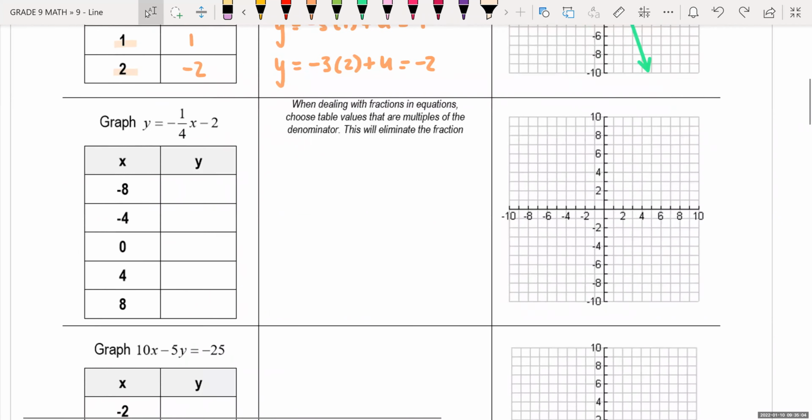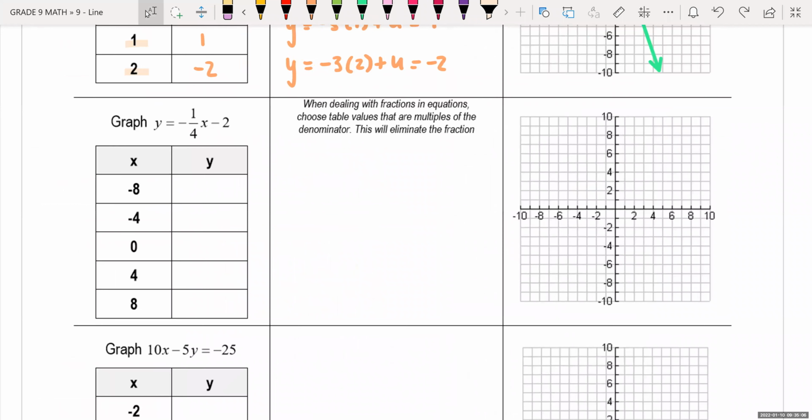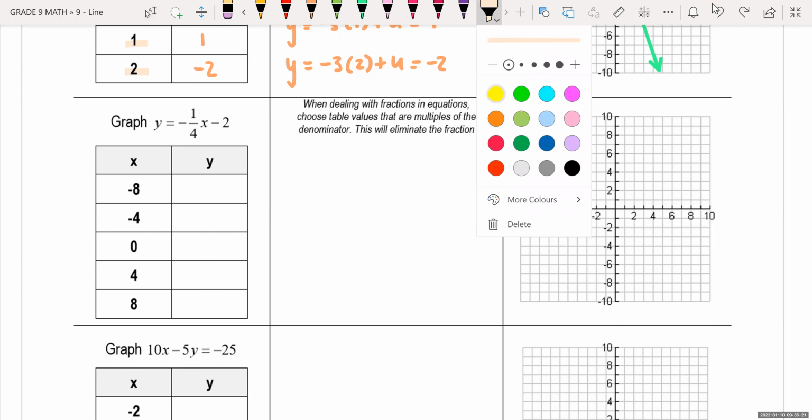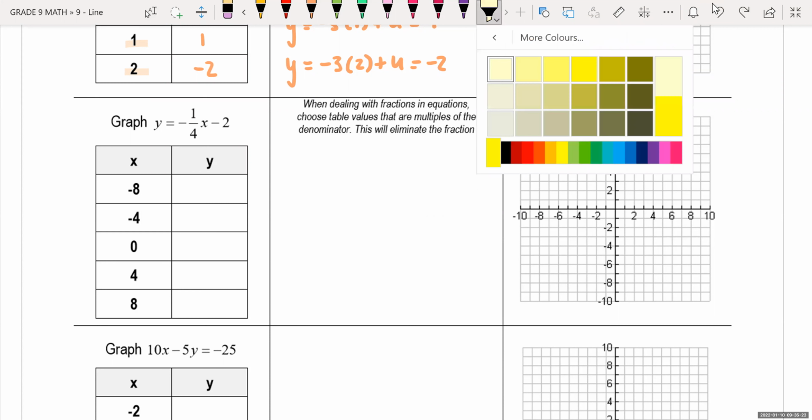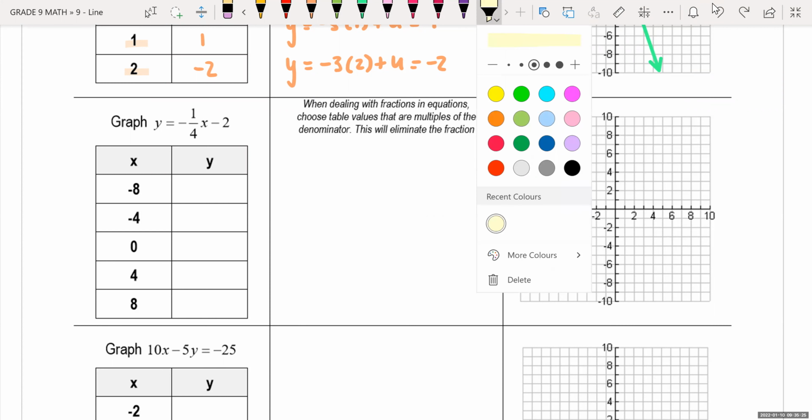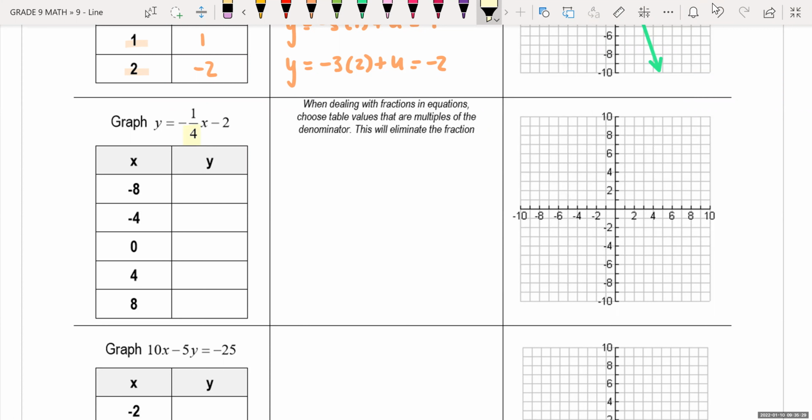Question number 2 is different and a little bit more difficult because it has a fraction. And I've written a helpful note. It says, when dealing with fractions and equations, choose table values that are multiples of the denominator. This will eliminate the fraction. So what exactly is meant by that? Let me illustrate. See how our fraction is negative 1 over 4 and the denominator is a 4.